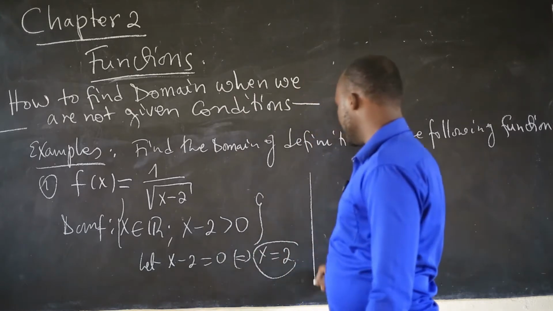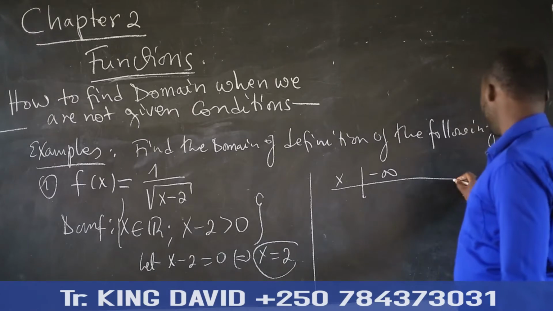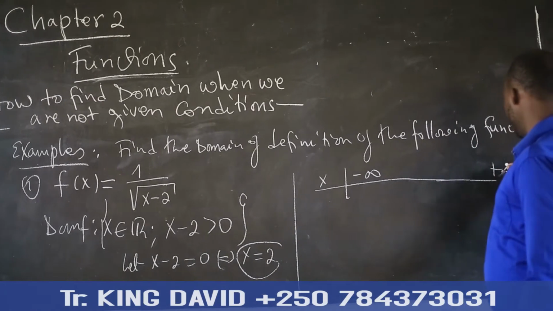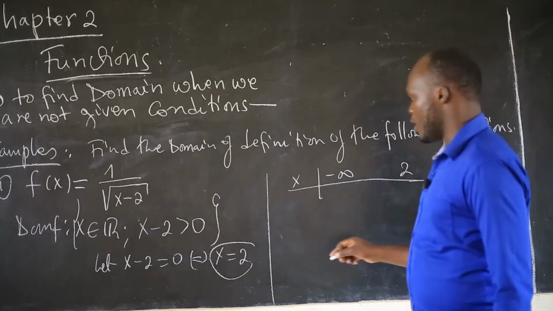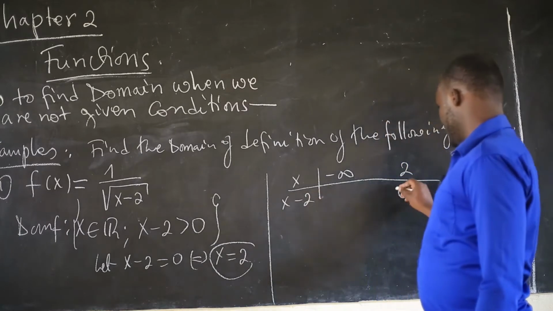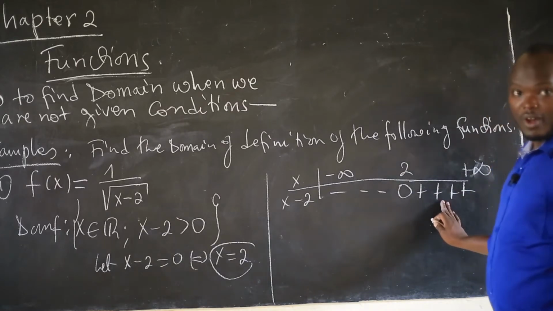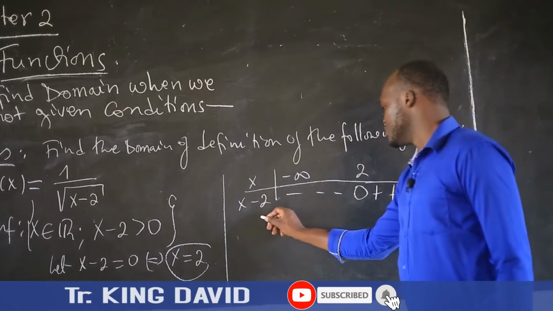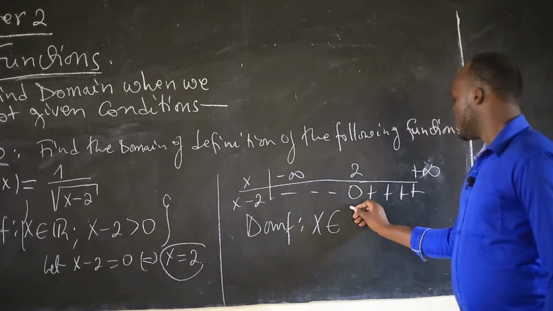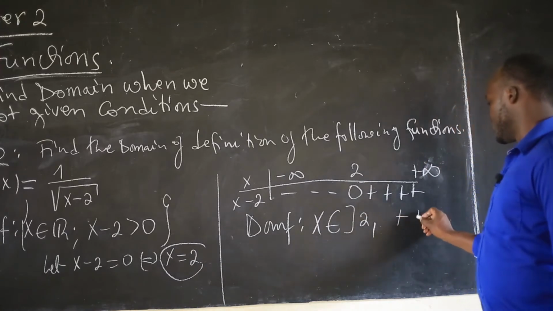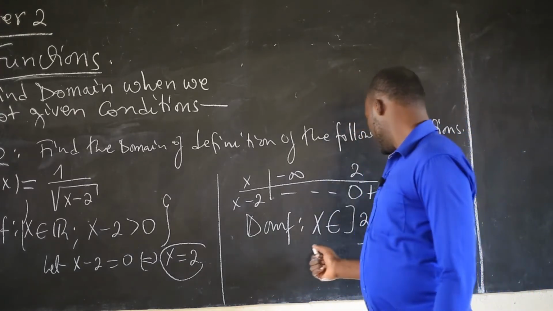After that, we study the sign. We have x from negative infinity to positive infinity, there we have 2, and our expression is x minus 2. We'll get 0 here, and it will be minus, plus. We need where we have positive solutions. So dom f, x will be a member from 2 excluded to positive infinity. So that is our domain: from 2 excluded to positive infinity.